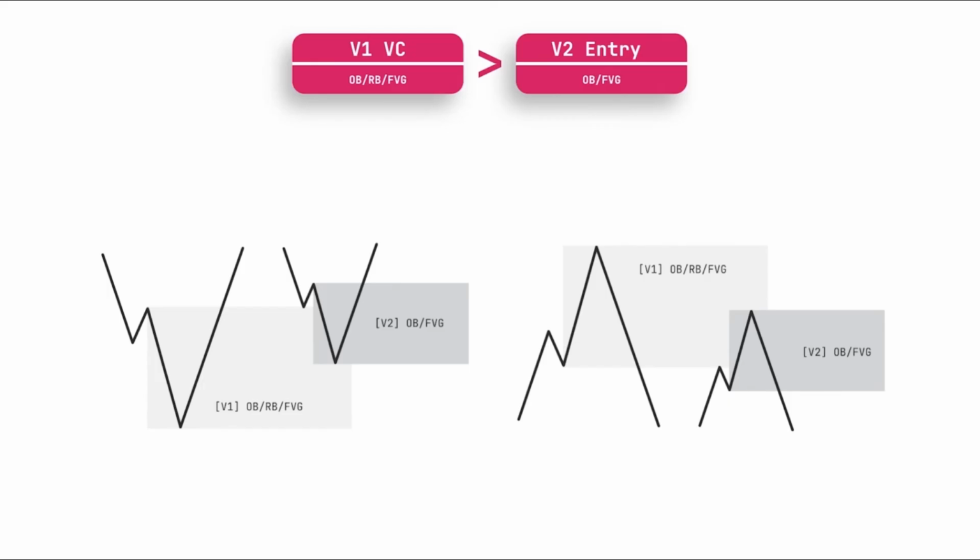Logical element number 6, V1 volume confirmation greater than V2 entry. The same logic as in the previous example, except that the first variable is one of the volume tools we use, order block, rejection block, or fair value gap. The second variable tests the first and forms another volume confirmation in the form of an order block or fair value gap on a lower step in the timeframe system, from which we can again enter a position. For example, a 15-minute volume confirmation and a 5-minute entry. It is important to understand that our entire strategy is built from these logical elements.